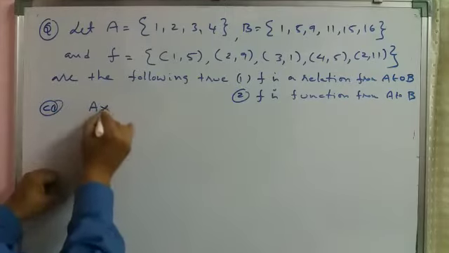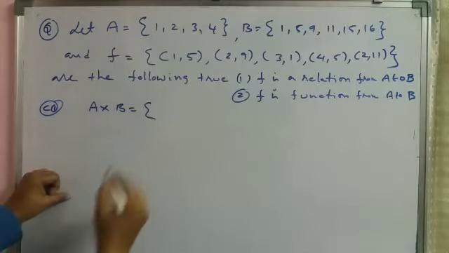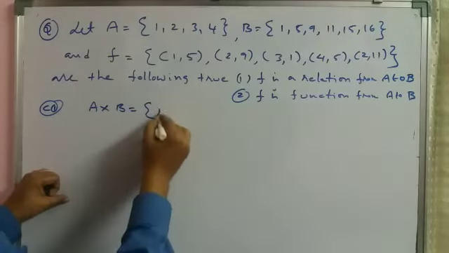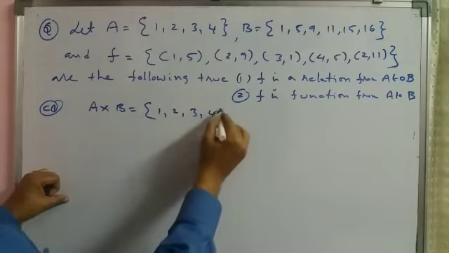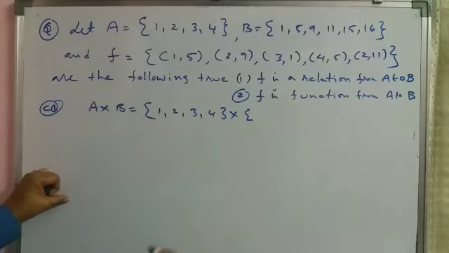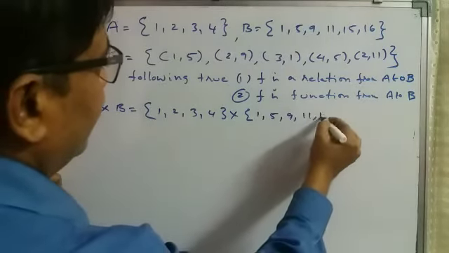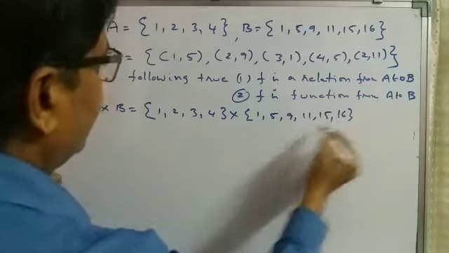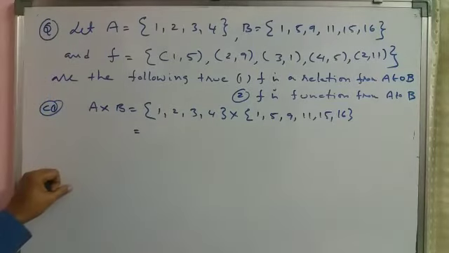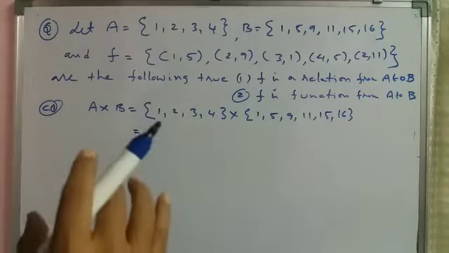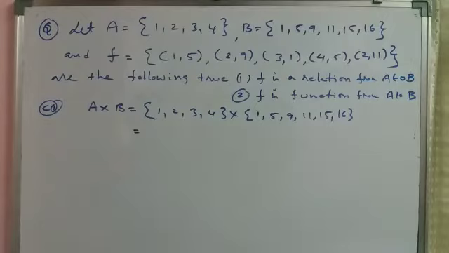A cross B equals the set with elements 1, 2, 3, 4 crossed with set B with elements 1, 5, 9, 11, 15, 16. Every day please watch the videos, each and every question. Once you watch, you will easily understand the problems. After class is completed, it is your responsibility to write down all the questions immediately in your regular notebook.